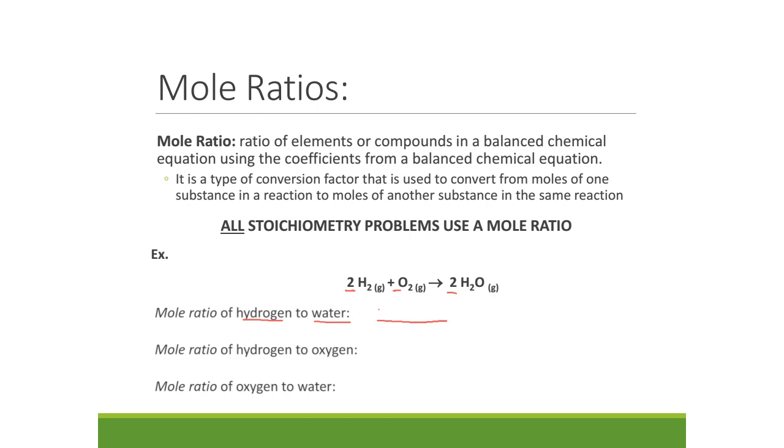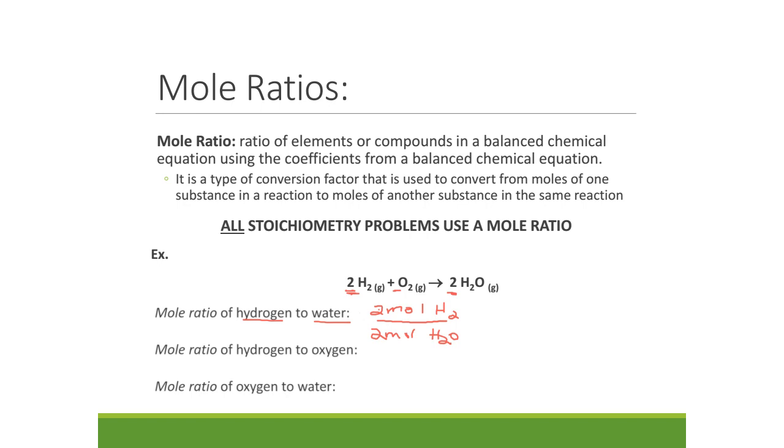It's a mole ratio, so our unit is moles. So we have 2 moles of hydrogen, and hydrogen is H2. I'm getting that 2 from the coefficient. There's 2 moles of hydrogen for every 2 moles of water, H2O. And that 2 moles of water comes from the coefficient in front of water. So that right there is a mole ratio. In this chemical equation, there are 2 moles of hydrogen for every 2 moles of H2O. That's our mole ratio.